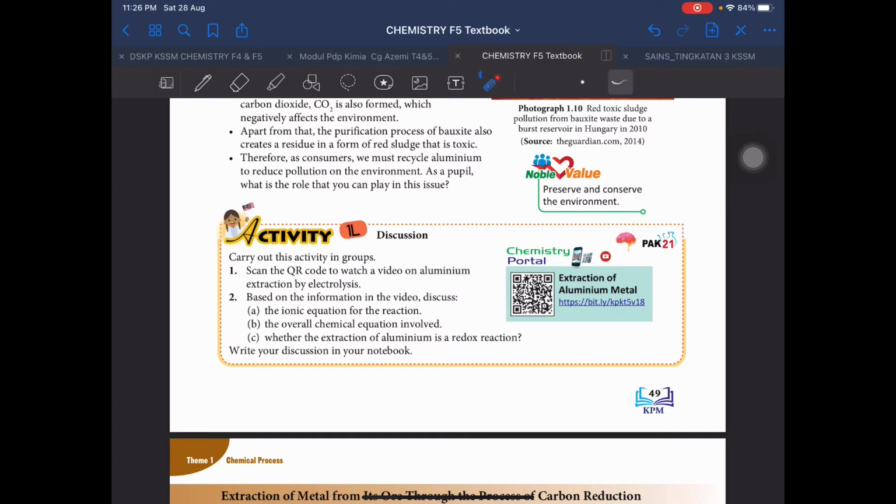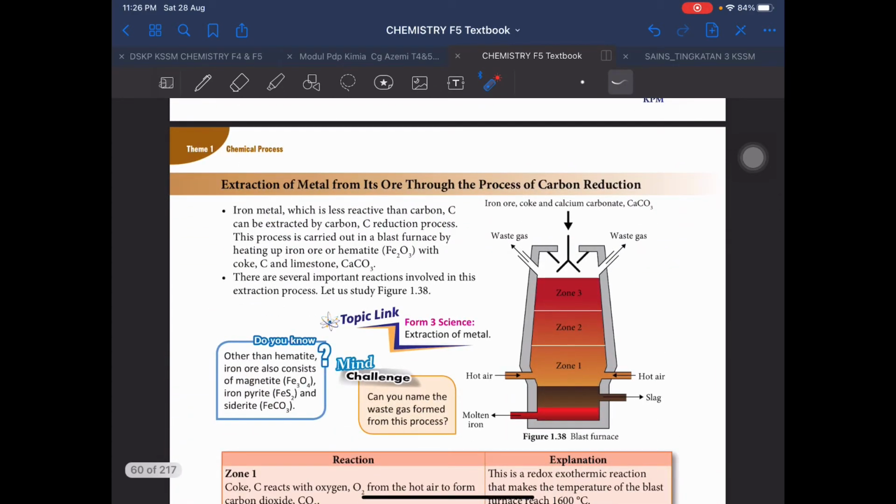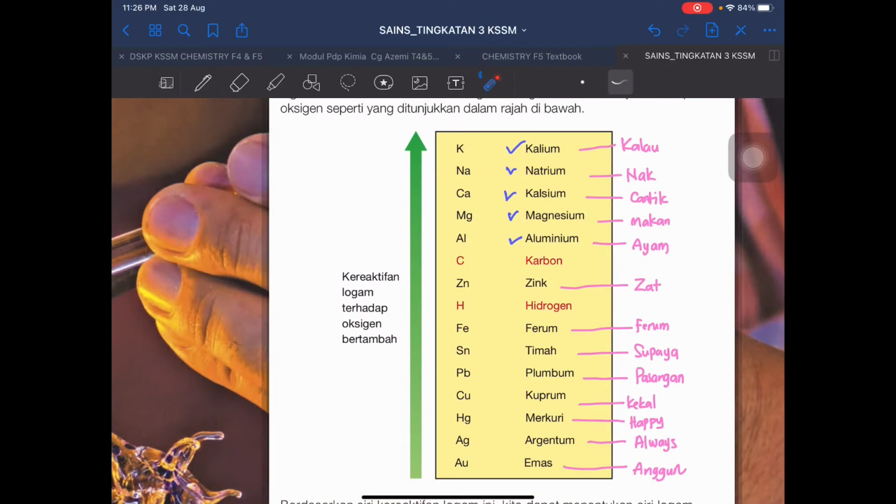Okay, so let us go to the next process, extraction of metal from its ore through the process of carbon reduction. So remember, there are two ways to extract metal. One, if the metal is above carbon, we use electrolysis. Apa contoh? Aluminium. I already explained.